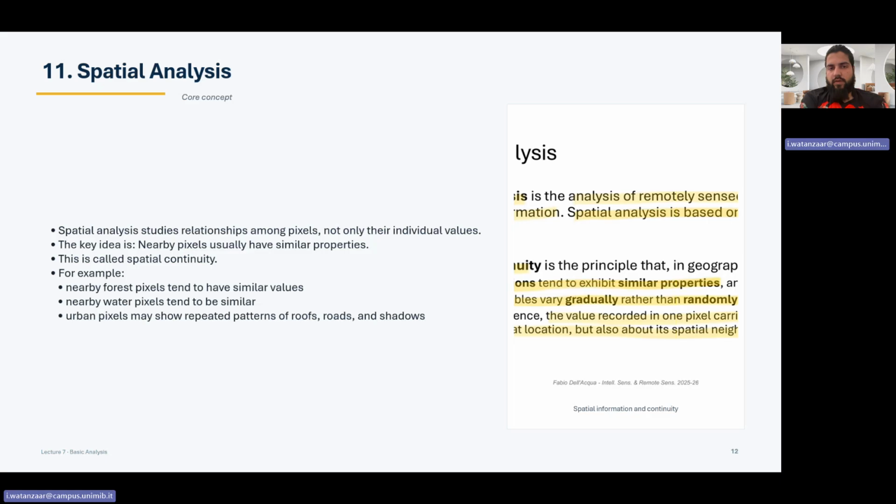The reason this is one important concept, we will further explore. For example, nearby forest pixels tend to have similar values. Again, repeating the example, nearby water pixels tend to be similar, as water absorbs the signals or electromagnetic waves, so there is a high possibility that it can look very dark. Urban pixels may show repeated patterns of roofs or roads and shadows. So this is exactly what spatial analysis means, and it discusses neighboring pixel values.